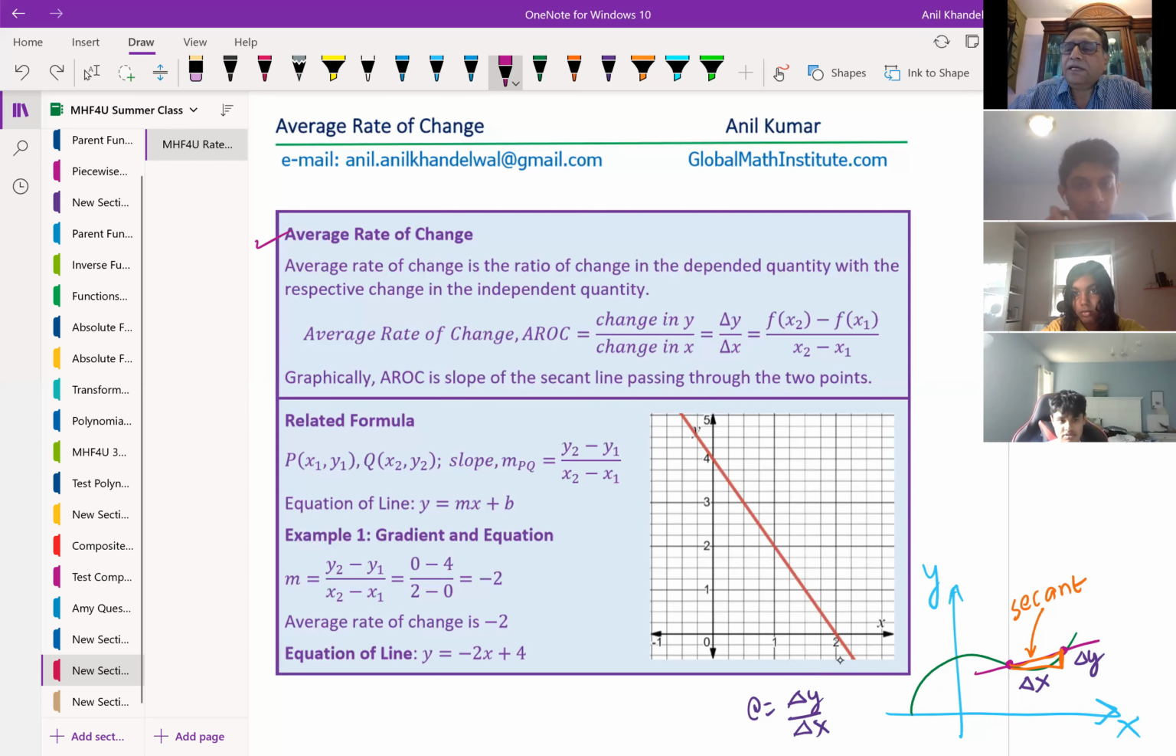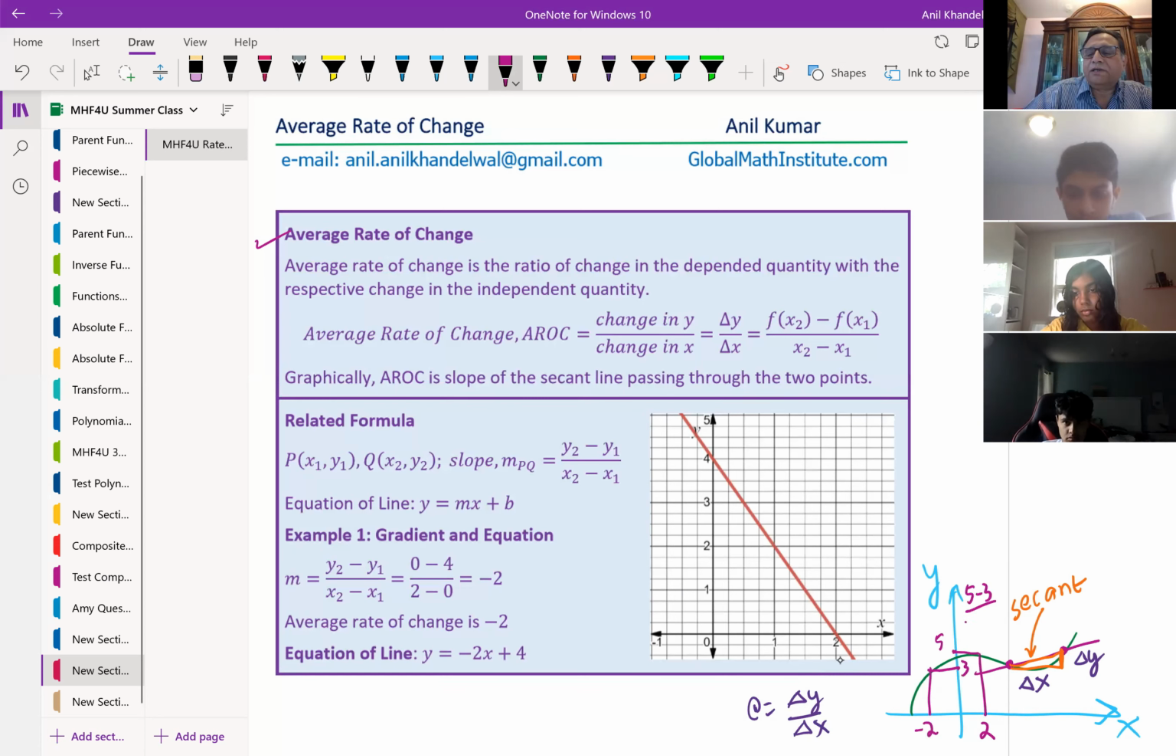Average rate of change means between 2 points, what is the rate of change, right? So one point could be, let us say, -2, and the other point could be +2. Is it okay? So what we will do here is write down the value at 2, let us say this is 5, and the value at -2, let's say this is 3. So the rate of change will be 5 minus 3 divided by 2 minus -2. Is that clear?